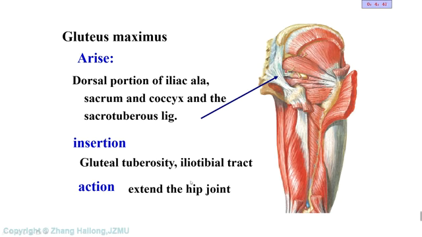And the action will make your femur move backwards. This one extends the hip joint. Extension. Okay, you don't need to master any detail of it. Only know that on the back of your hip there is a very thick muscle, Gluteus Maximus.